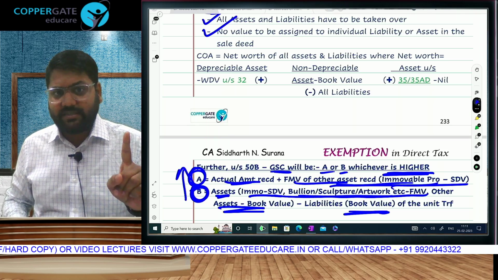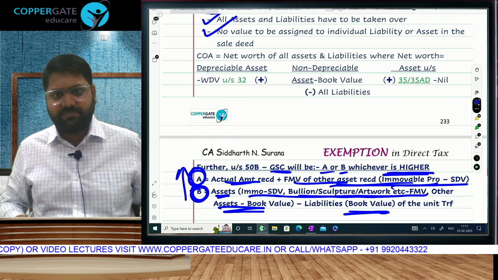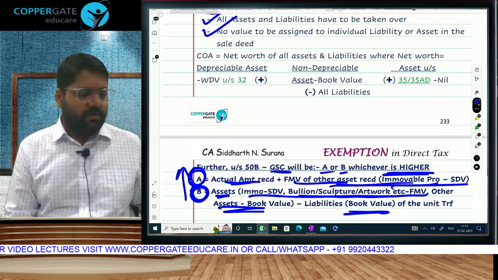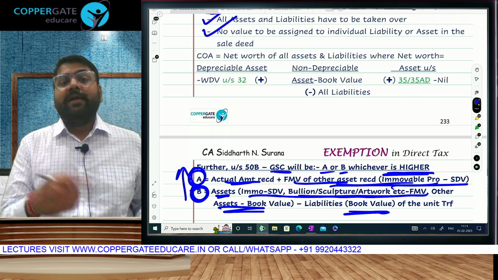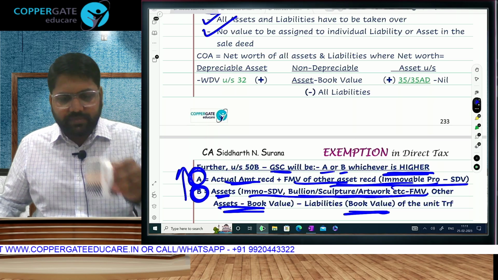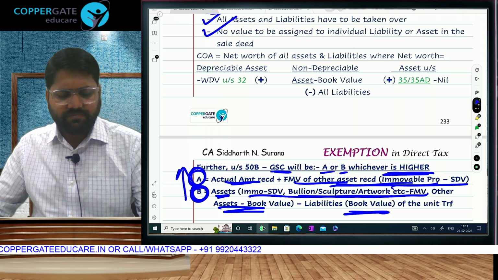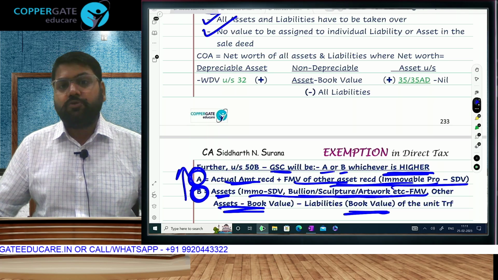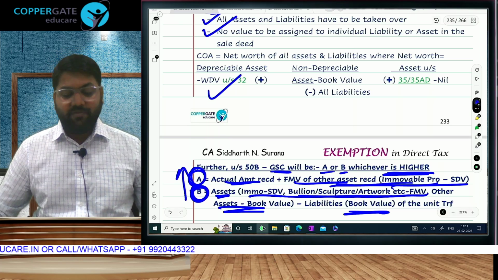There will be no indexation in slump sale because the entire unit is being transferred. And what will we do with the cost? Cost of acquisition is going to be the net worth of the unit being transferred. Net worth, so again, assets minus liabilities. In assets, how to take valuation? Here we will take WDV of depreciable assets.